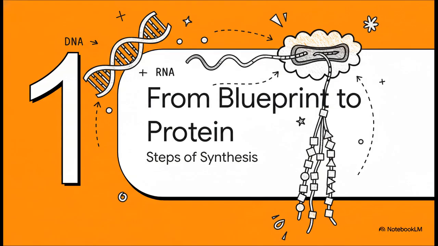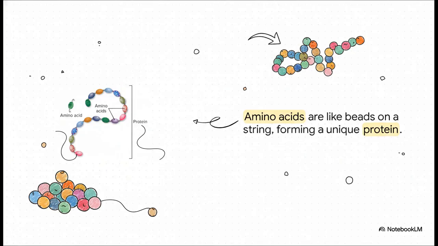So how do we get from a set of instructions locked away in your cells to a fully formed, functional protein? Let's connect those dots. So, quick refresher from last time. You can think of those 20 amino acids kind of like a big collection of different colored beads. Your body has a very, very specific set of instructions for how to string these beads together to make all sorts of different necklaces. And each one of those necklaces is on its way to becoming a unique protein.